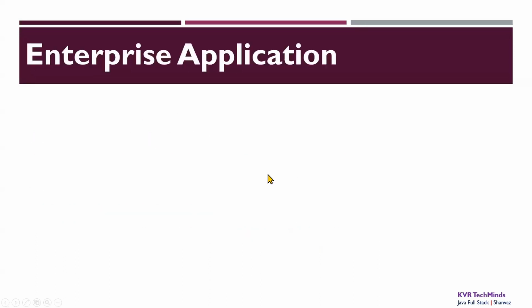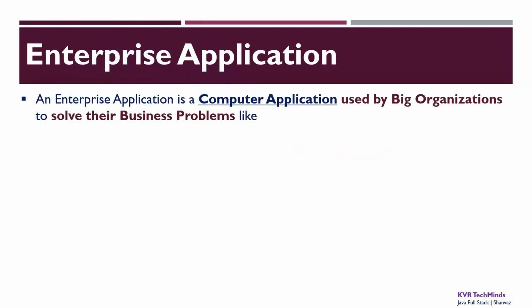Let me explain what an enterprise application is. Before seeing the enterprise application architecture, let me explain what an enterprise application is. An enterprise application is a computer application used by bigger organizations, big companies like Amazon, Flipkart, Uber, to solve their business problems. So an enterprise application is nothing but a computer application used by a bigger organization to solve their business problems.